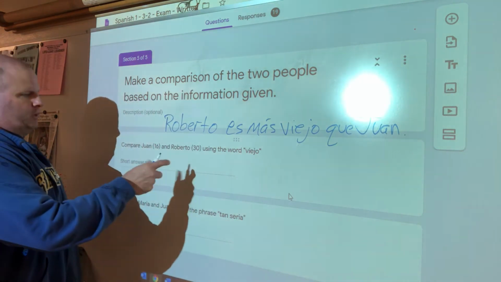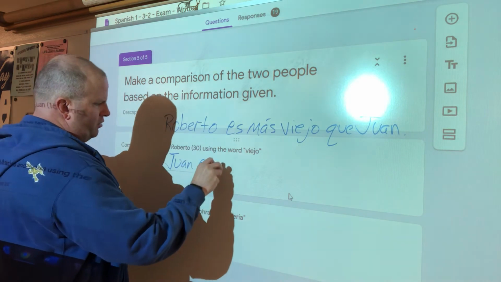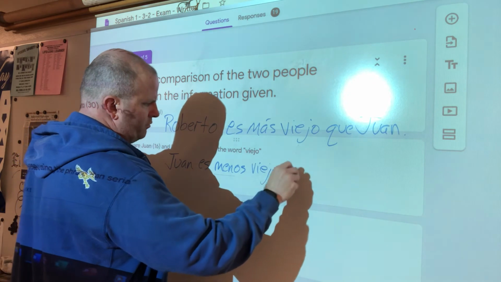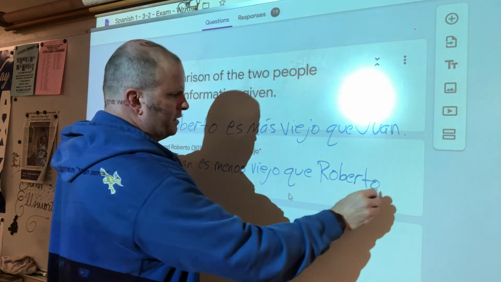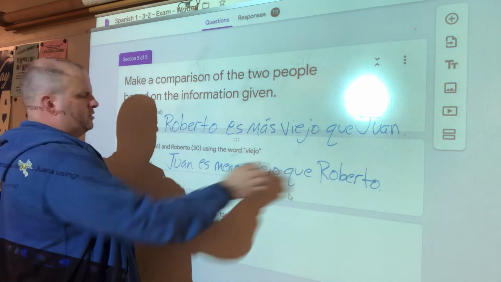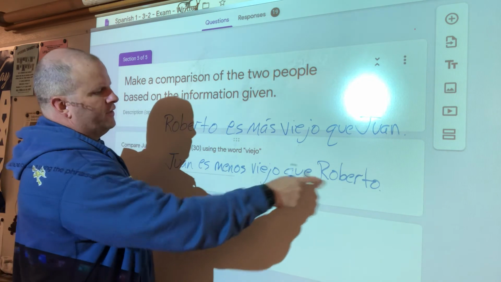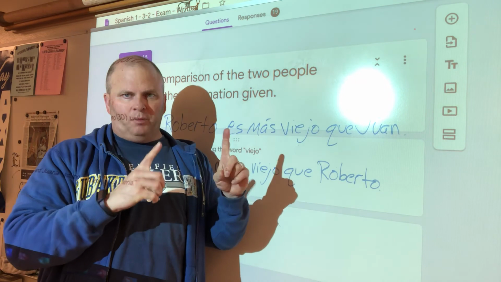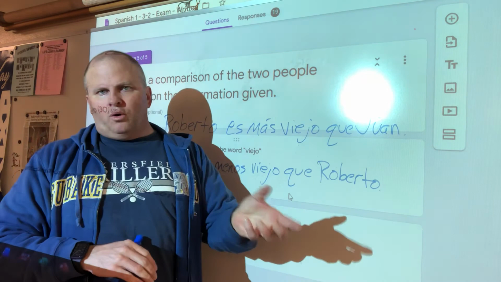Okay? So let's do it with "less." So we say Juan es menos viejo que Roberto. Okay? Again, get your period in there. And notice the only two, Juan and Roberto, the only two I capitalized. This one doesn't have any accents, but it says Juan is less old than Roberto. Okay? So either one is fine. We're just comparing those two people, and I gave you their ages based on the word viejo. Okay? So more old or less old.